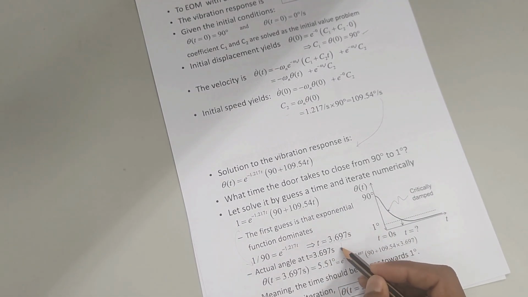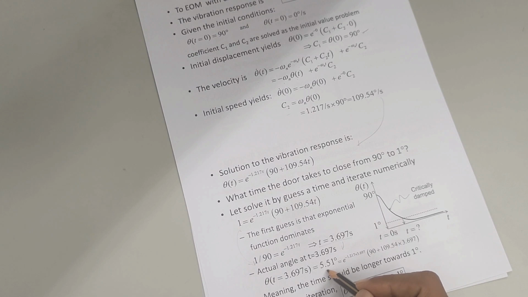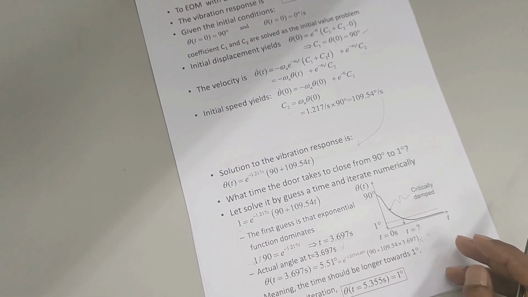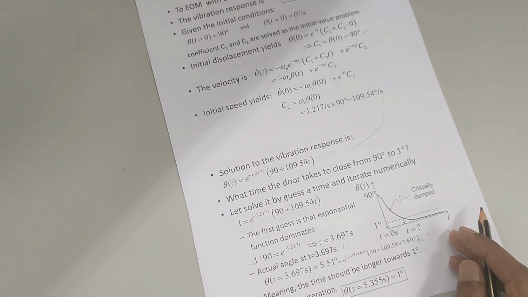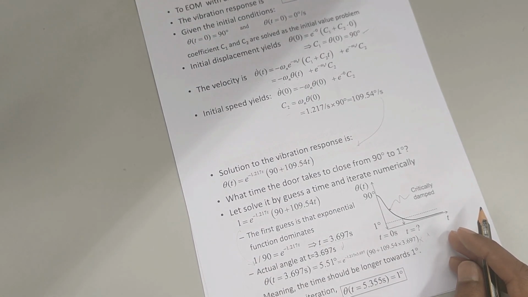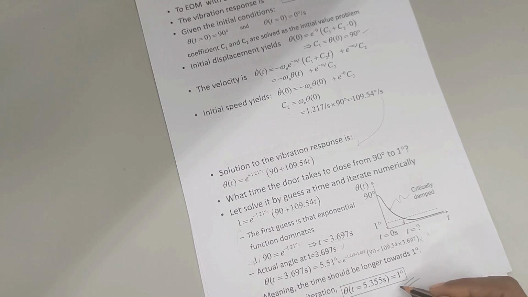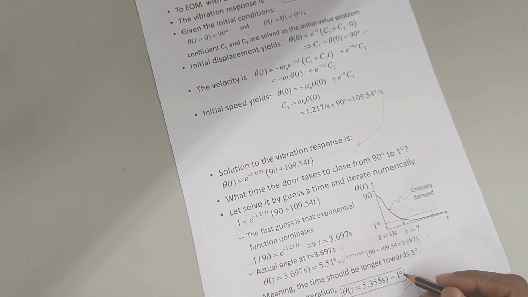But at this time the actual angle becomes 5.51 degrees, which is not right, because we want 1 degree angle. After a few iterations we can calculate that at t is equal to 5.355 seconds we will get theta is equal to 1 degree. So the time taken to close the door from 90 degrees to 1 degree is 5.355 seconds.